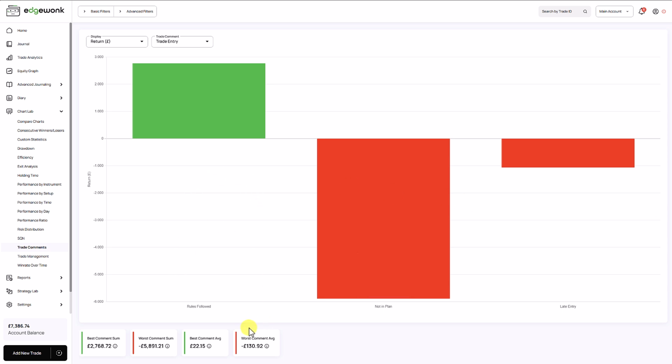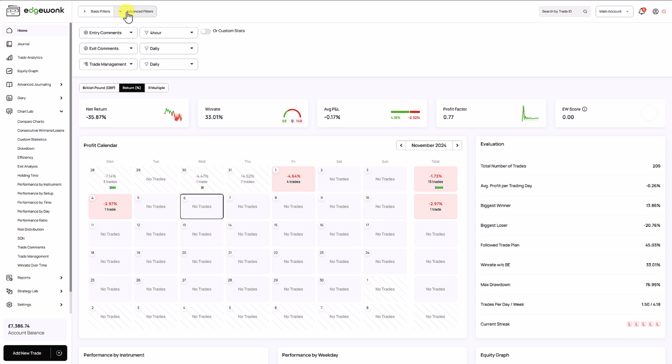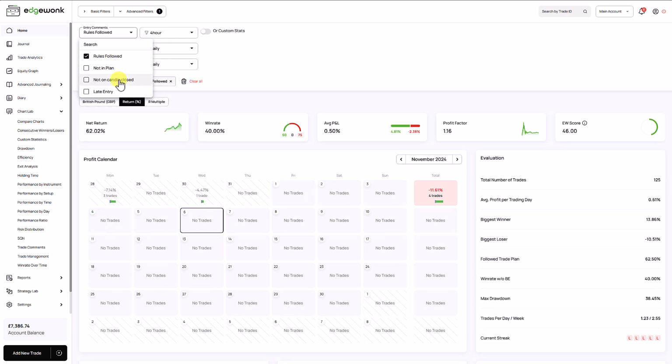He also has a comment rules followed and late entry. So what we can do is we can go to our Home tab and we open the filters and we look at the entry filter, and we want to look at all of the trades except for the ones not in plan. So let's take all of them here and look at what happens.